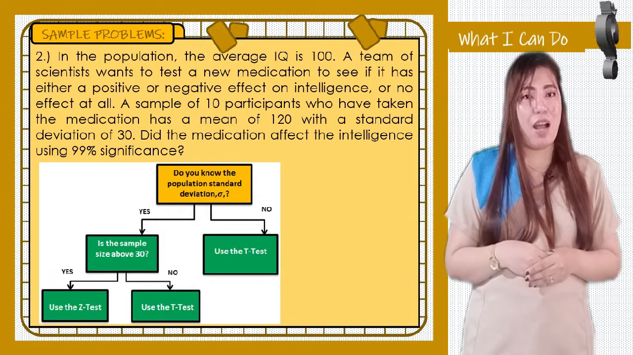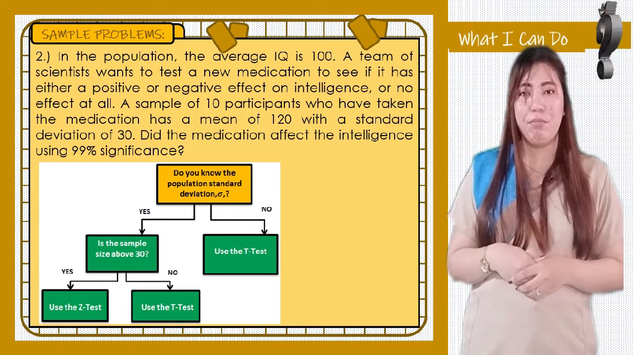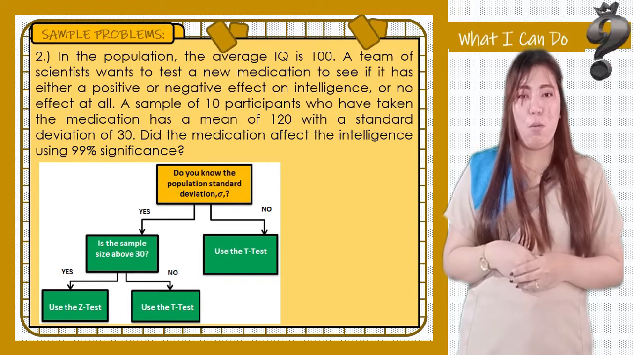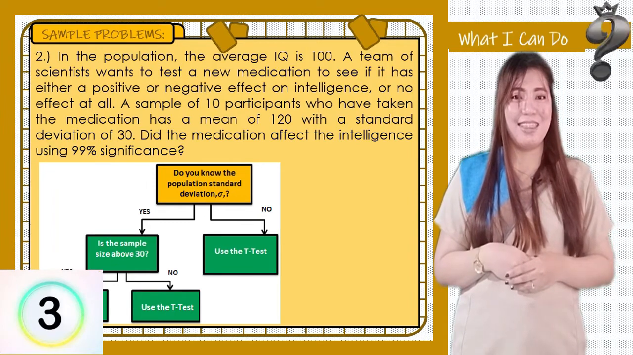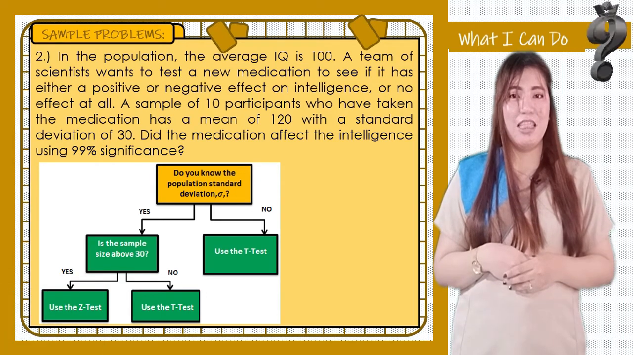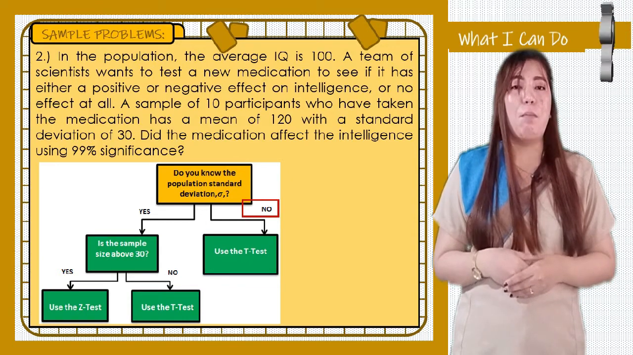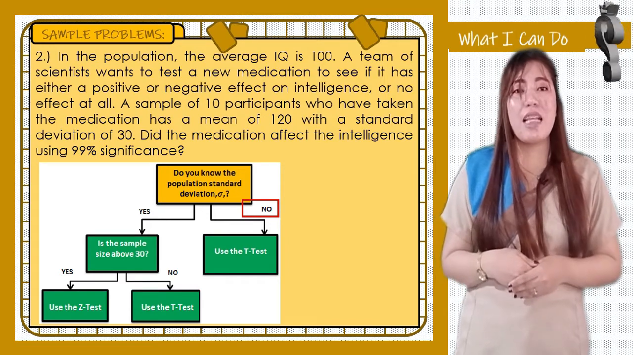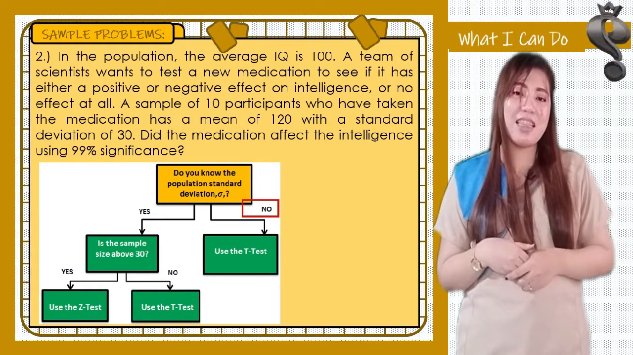First, let us identify the test statistic to be used using these guide questions. Is the population standard deviation known? Yes or no? The population standard deviation is unknown, but the sample standard deviation is given. Therefore, what test statistic are we going to use? Is it a z-test or t-test statistic?